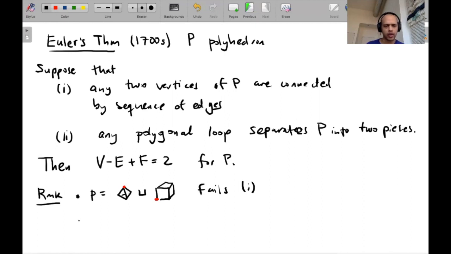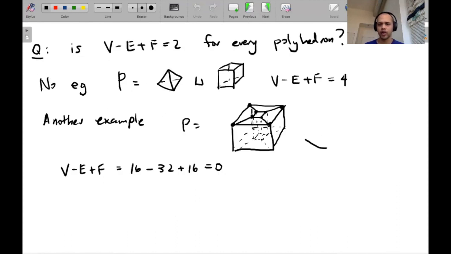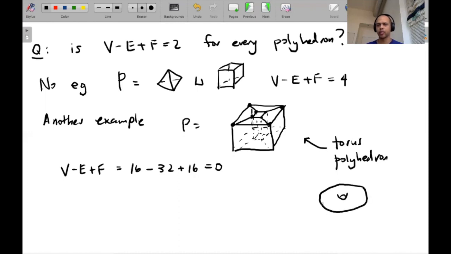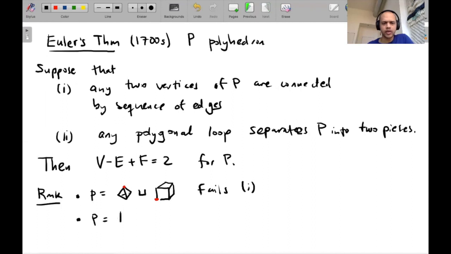And the other example, let me give this a name. Let me call this the torus polyhedron, because topologically this example is a torus, which is like the surface of a donut. For P, this torus polyhedron, this fails property 2.